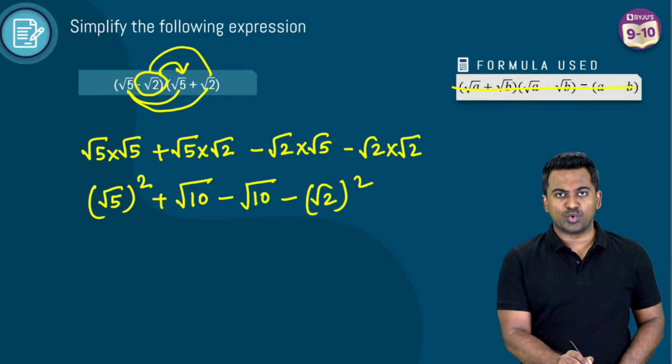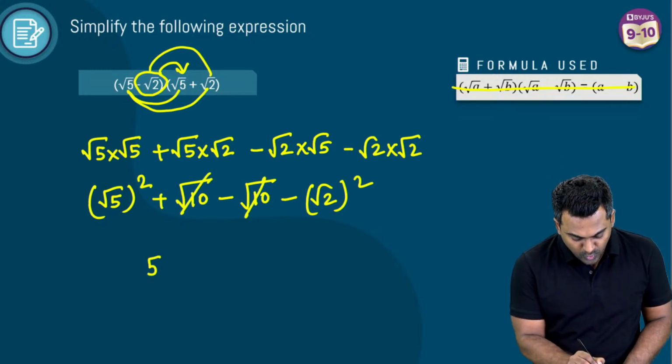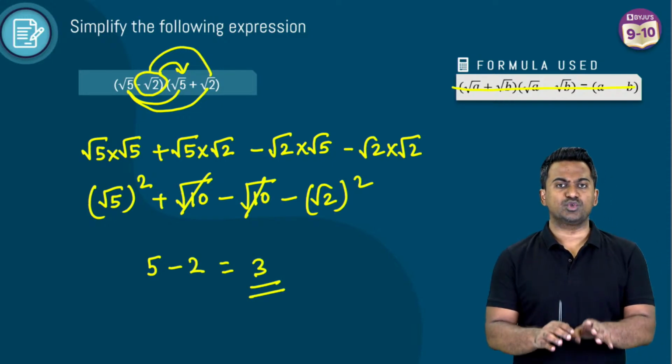Now root 10 minus root 10, that becomes 0. So this gets cancelled. Root 5 whole square is 5. Root 2 whole square is 2. So the answer is going to be 5 minus 2, 3.